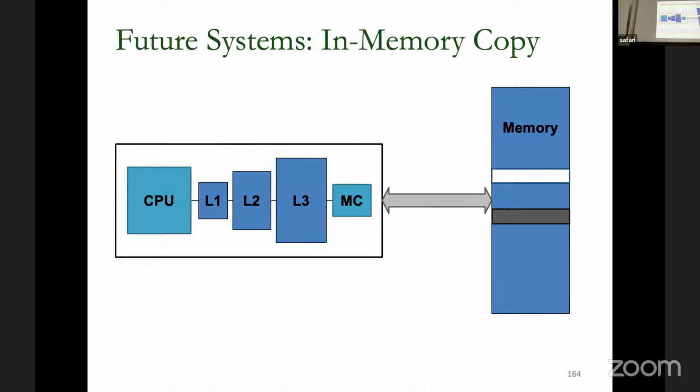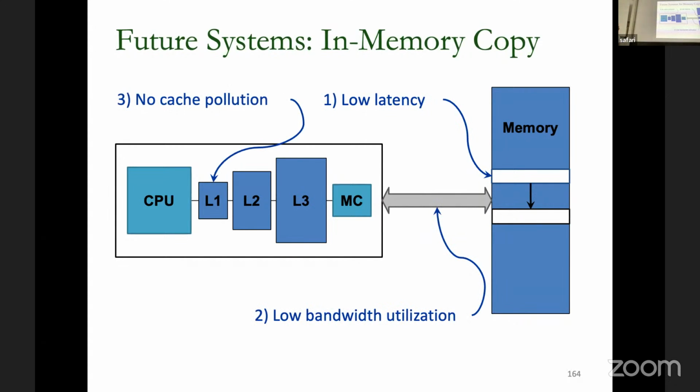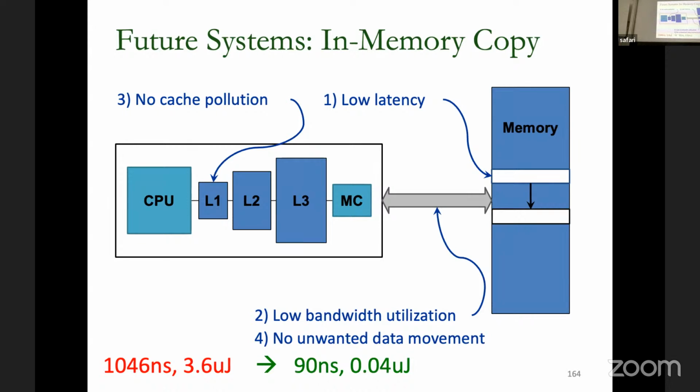So what we want is a way of just telling the memory device to copy one row address to a destination row address without moving anything out of the memory device down to the processor. This allows us to do the data copy with low latency, low bandwidth utilization, no cache pollution, and no unwanted data movement. Compared to the latency I just mentioned for the traditional way of doing row copy, we can reduce the latency of copying 4 kilobytes of data from 1096 to 90, and the energy from 33.6 to 0.04.